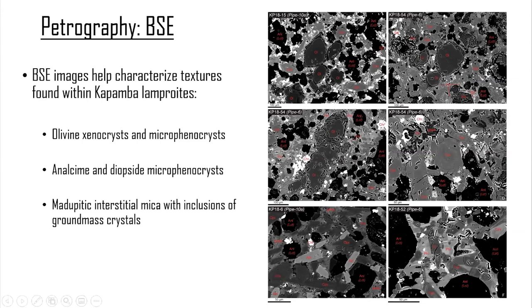We also can see from this picture down here that the mica is mainly madupitic and basically includes most of the groundmass phases around it. And because of all these reasons, the name that we came up with for these lamproites is an olivine leucite diopside madupitic lamproite, or simply olivine leucite lamproites.